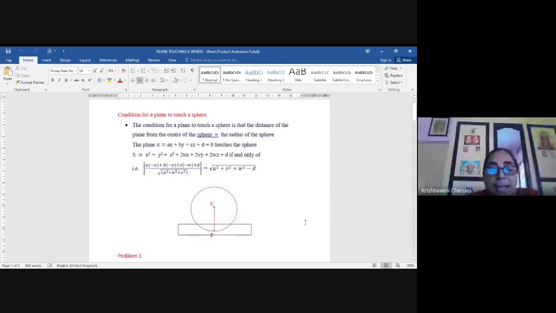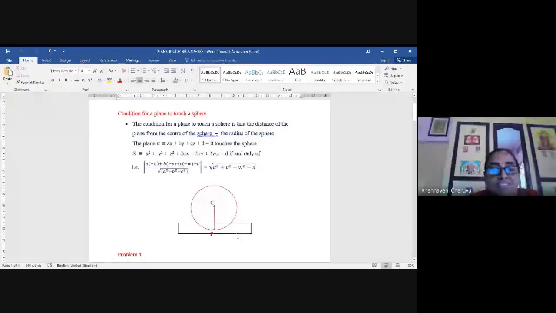Now here, you see the figure, the plane is touching a sphere. This is how we can draw the figure. Imagine a ball placed on a plank, which you can draw like this, as shown in the figure. Here the sphere is touching a plane at only one point P.